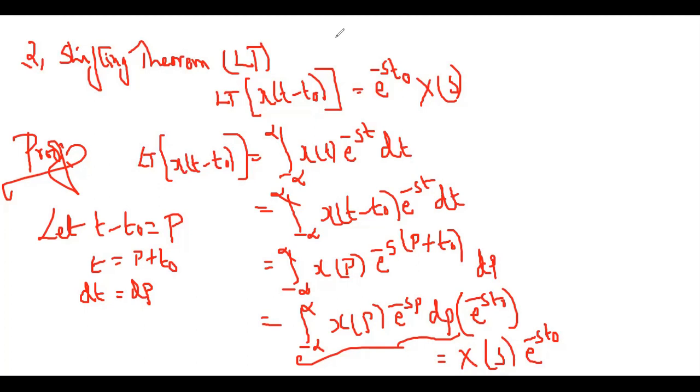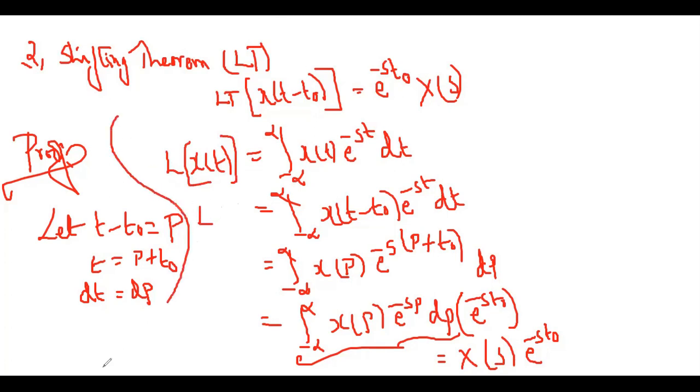So actually it is x of t only. The Laplace transformation of x of t is equal to, as I am substituting the x of t here, the second equation: the Laplace transformation of x of t minus t naught. Now I substitute, instead of x of t here, the x of t minus t naught. Finally, we got X of s e power minus s into t naught.